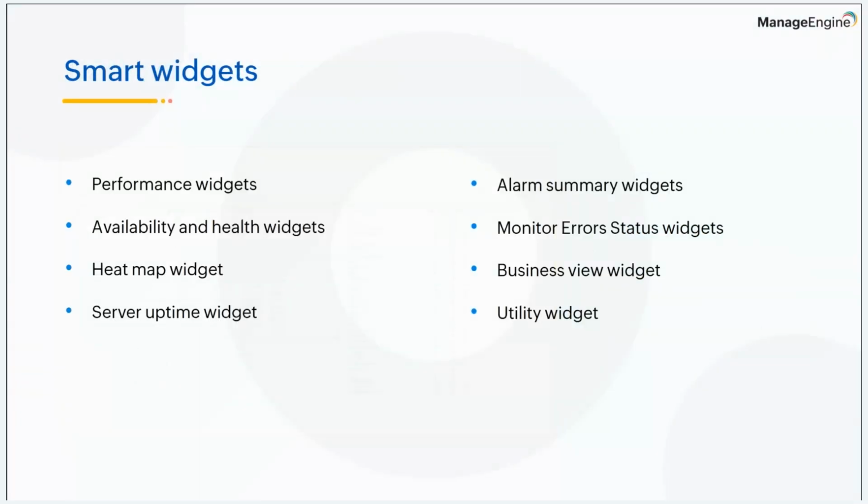So we also have some smart widgets, such as performance widgets. We have health and availability widgets. We have a heat map widget. We have a server uptime widget. We have alarm summary widgets. We have monitor error status widgets, business view widgets, utility widgets, etc. Let me show you how it looks like in the UI.